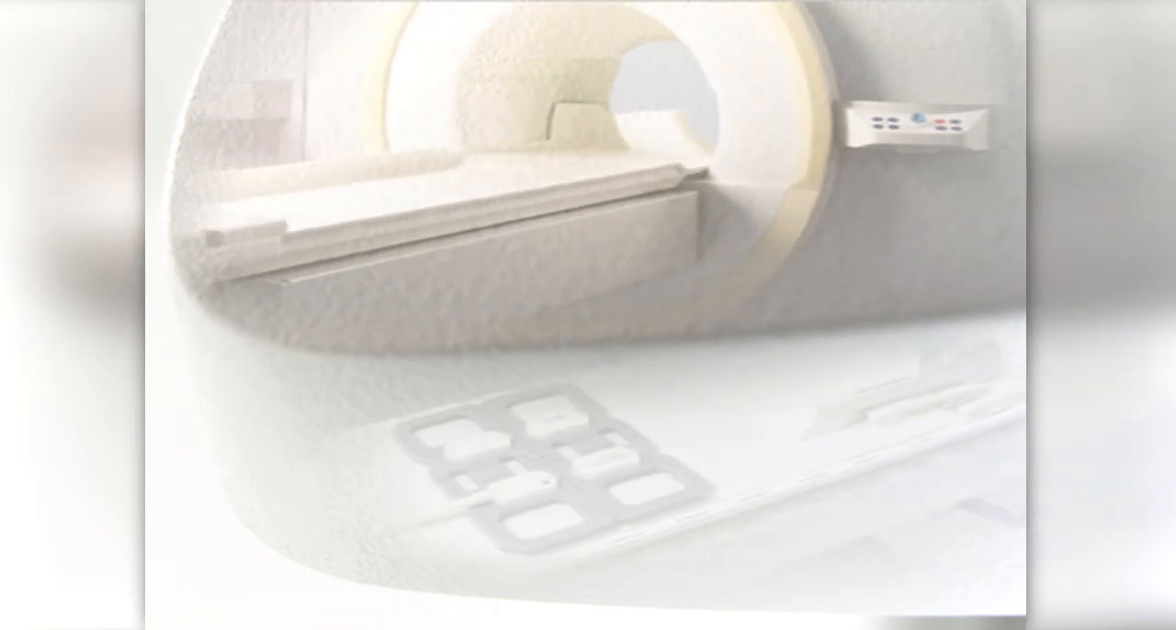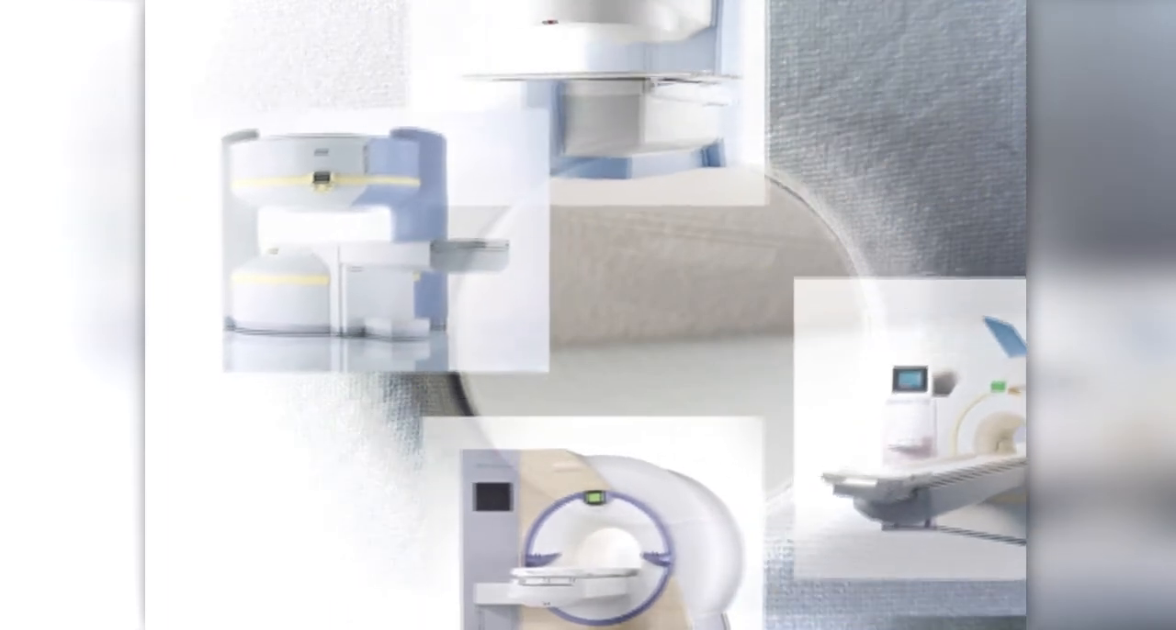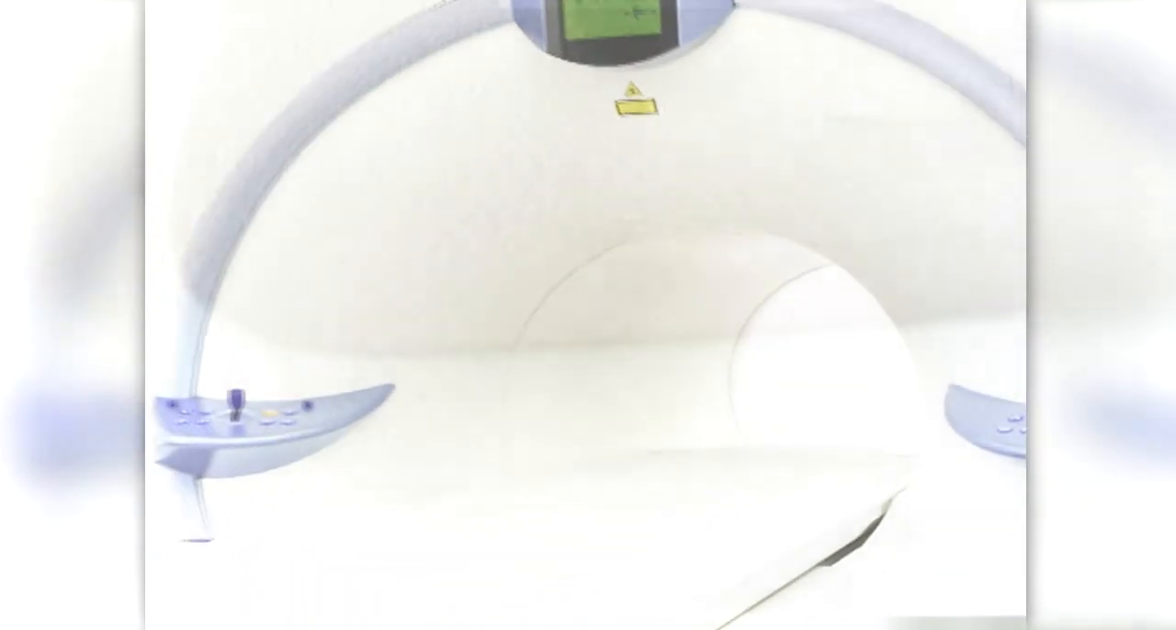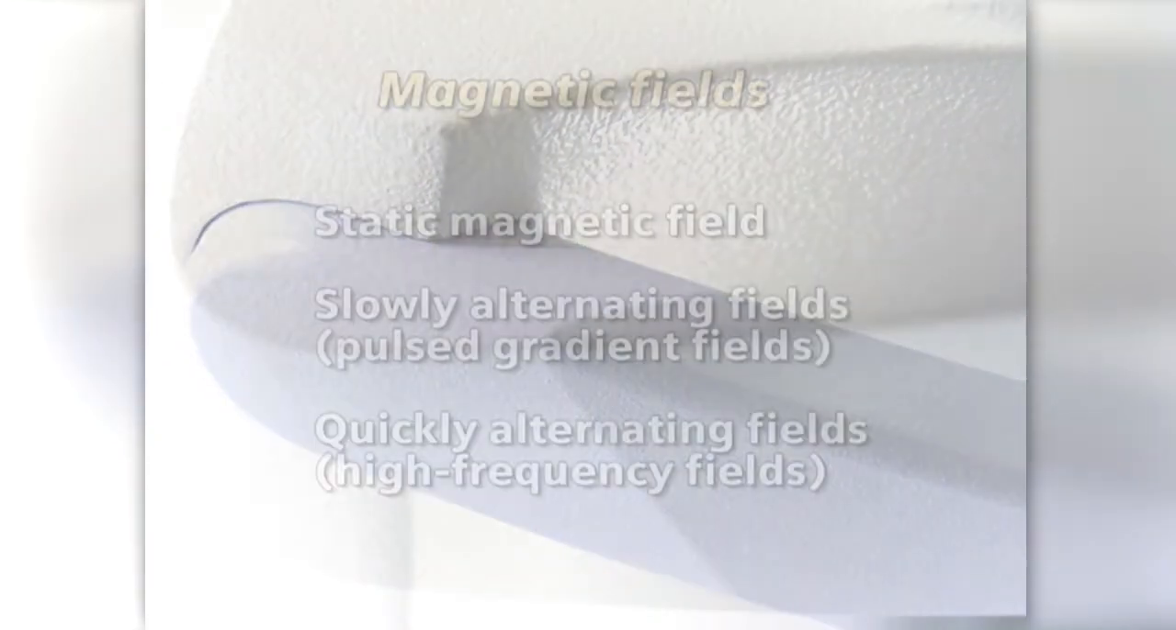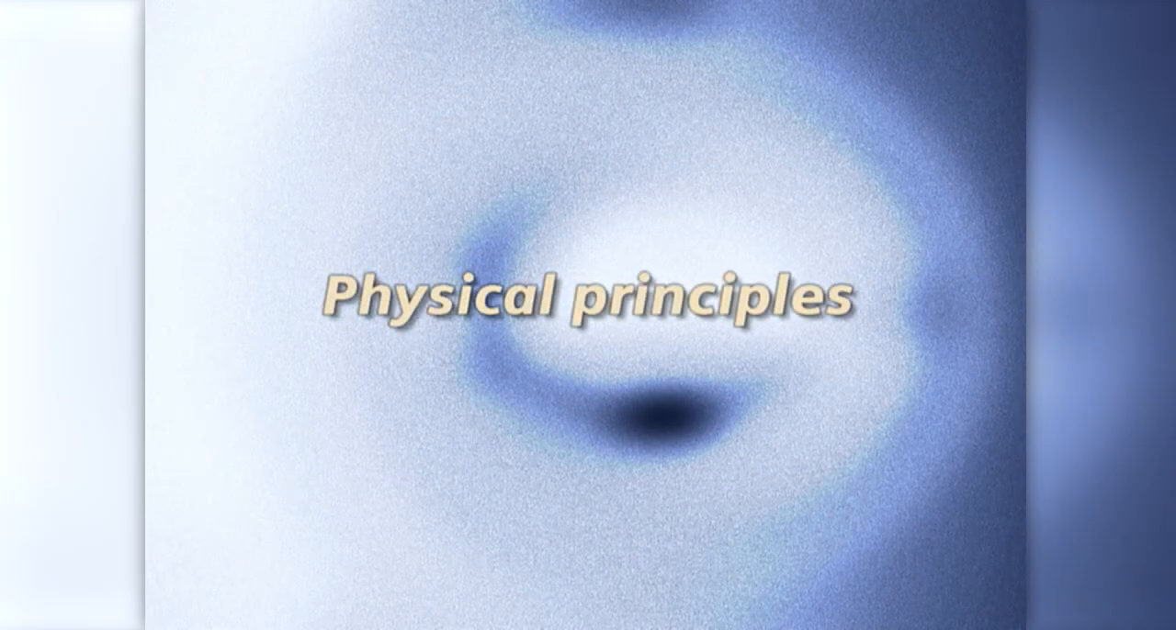Magnetic resonance imaging, abbreviated as MRI, is a diagnostic method for generating cross-sectional images of the human body. This method is based on the interaction between the human body and externally generated magnetic fields. In contrast to computed tomography, magnetic resonance imaging does not use ionizing X-rays, but uses static as well as slowly and quickly varying magnetic fields. Physical principles.